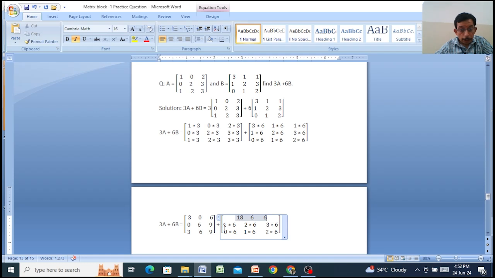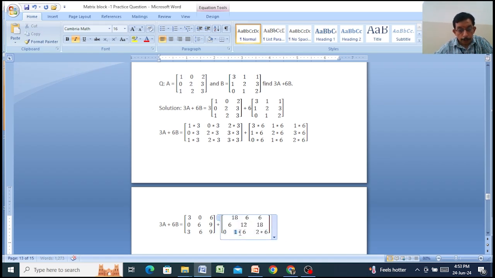Now we come to the second row. In the second matrix, 1 multiplied by 6, the result is 6. Write down in the same position. 2 multiplied by 6, result is 12. Write down in the same position. 3 multiplied by 6, result is 18. Write down in the same position. And 0 multiplied by 6, result is 0. Write down in the same position.